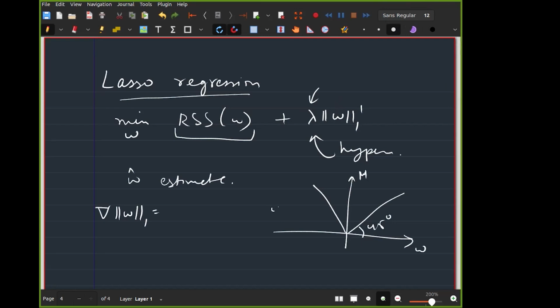If W is greater than 0, then the gradient of this quantity will be equal to 1. If W is less than 0, then the gradient will be equal to -1. And if W is equal to 0, then this point is actually non-differentiable, and there are infinitely many tangents which are possible. But we can choose any one of them. For example, slope equal to 0 is actually a good candidate. Just for simplicity, we can say that if W equals 0, the gradient equals 0.